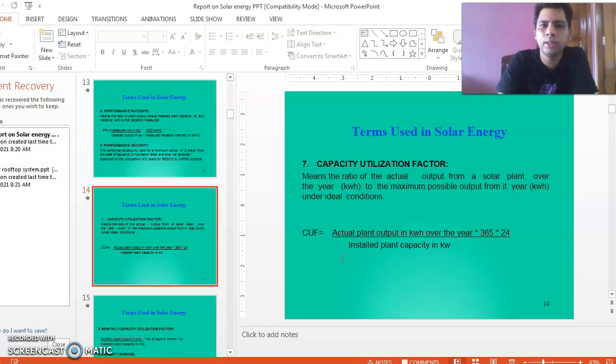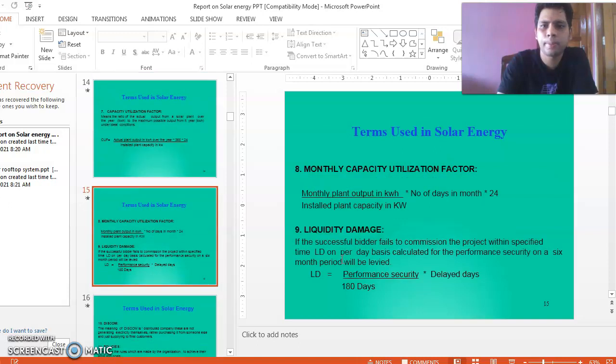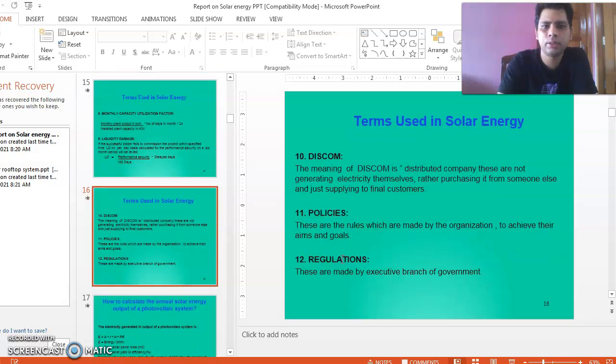It is around 18%. Minimum 18% CUF is required. Sometimes initially it will be 20% when the plant is installed, after which the CUF will decrease, but it has to be maintained around 18%. The formula is written here. Monthly capacity utilization factor after liquidated damages.